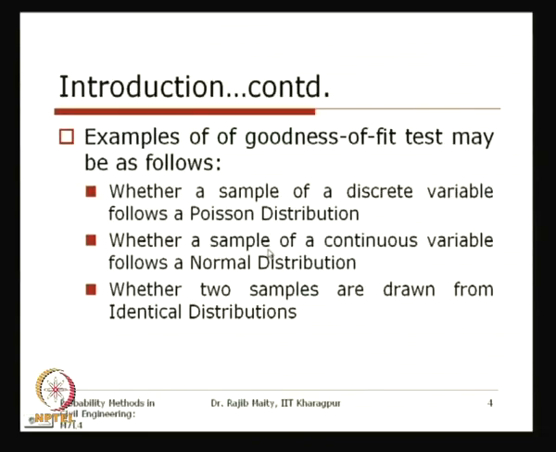Similarly, whether a sample of a continuous variable follows a normal distribution or not, or a gamma distribution or not, or a log normal distribution or not. Or in the case of two samples, whether both samples are drawn from an identical distribution or not. When we are testing it, we'll try to cover almost all these different cases: the discrete variable case, the continuous variable case, as well as the two-sample case, where we take samples from two different sources and test whether they are from the identical distribution or not.